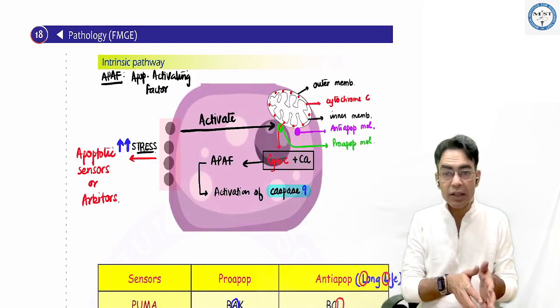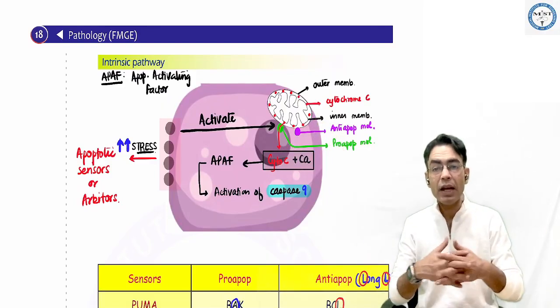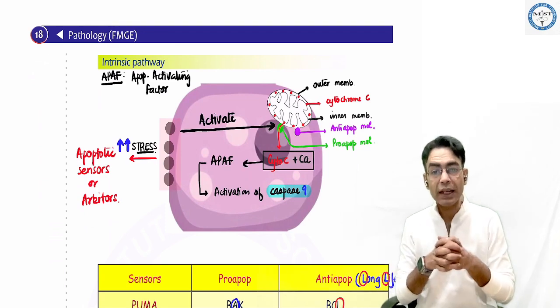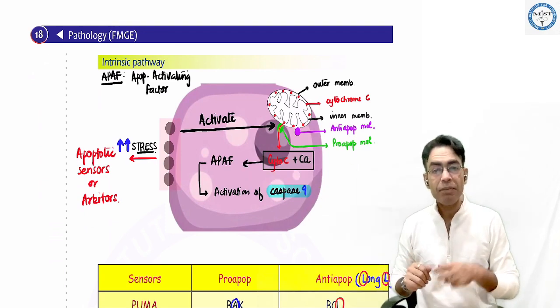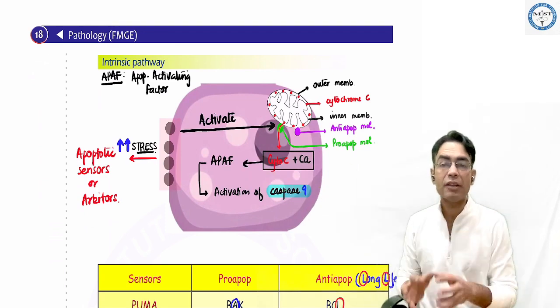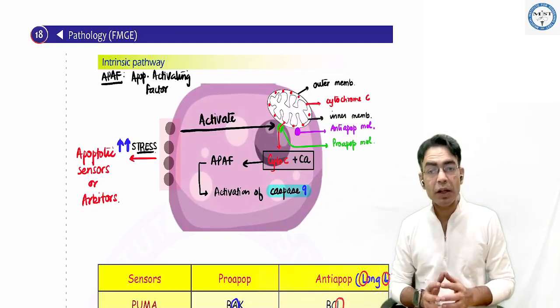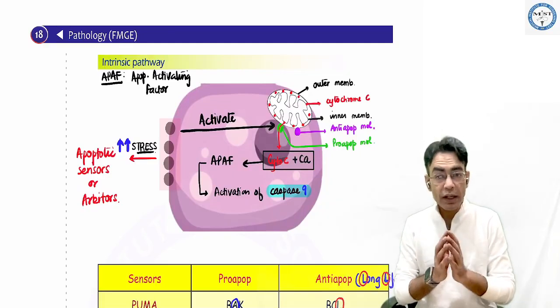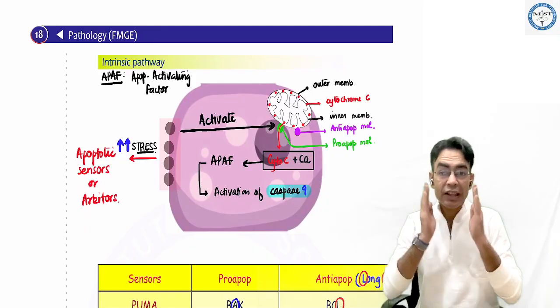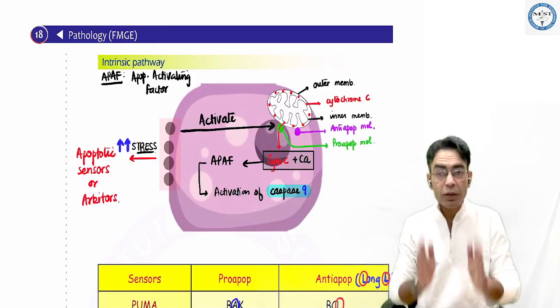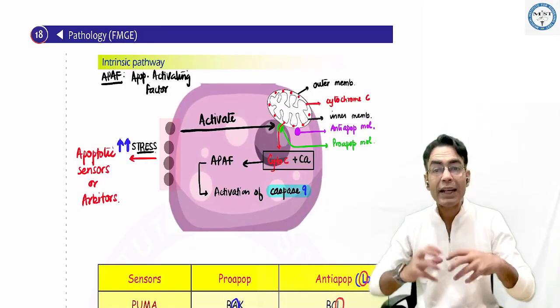Once the cytochrome C comes into the cytoplasm, it binds with the calcium, and after making a complex with the calcium, it is called APAF. And this APAF will activate a caspase. Which caspase for the intrinsic pathway? 9. We discussed already the purpose of every step of apoptosis. The purpose of every step of apoptosis is to activate the caspase.